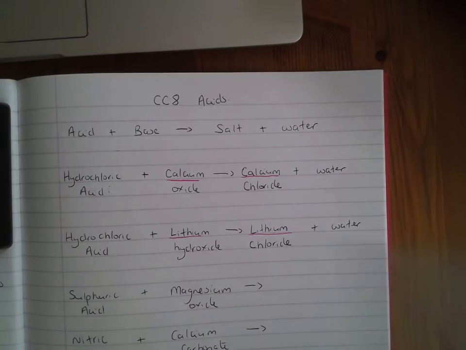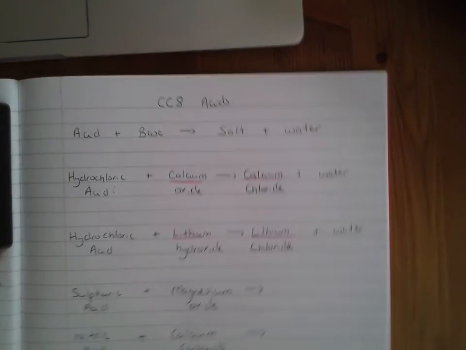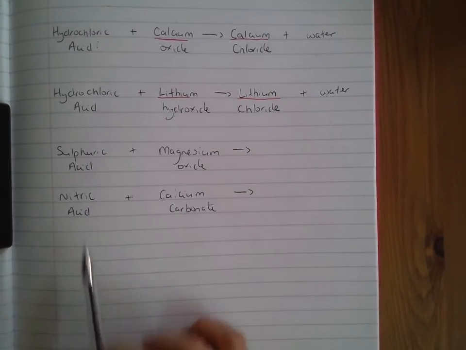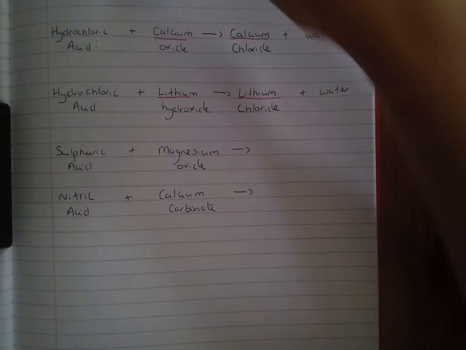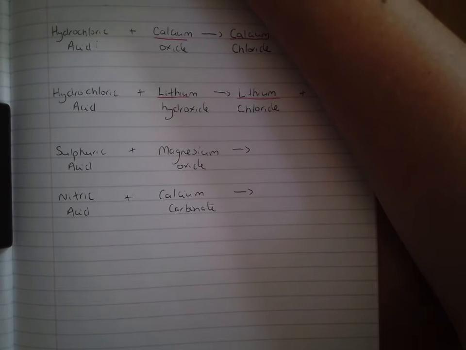Use your table on page 18 to do the other two yourself. So I'm using different acids, sulfuric acid and nitric acid. You'll need to use the table on page 18 to see the ending of the salt name. Press pause, complete those for yourself, and then press play when you're ready to see the answers. Pay attention to the last one. Calcium carbonate gives you an extra product. Can anyone remember what it is?